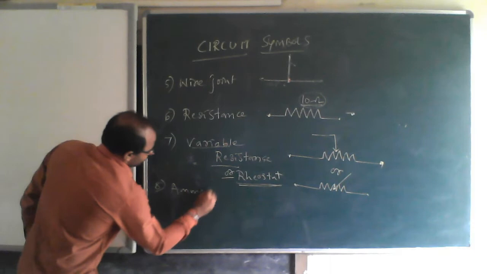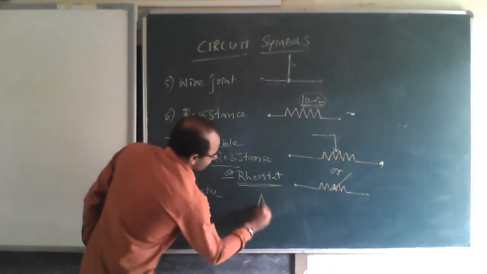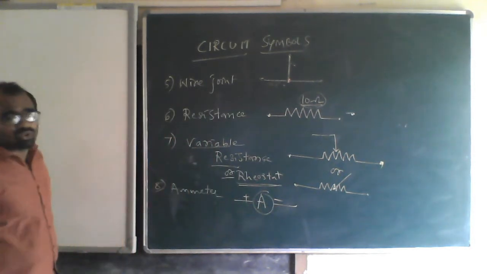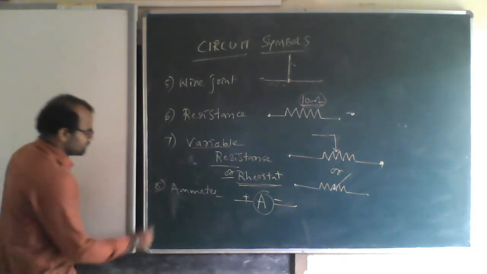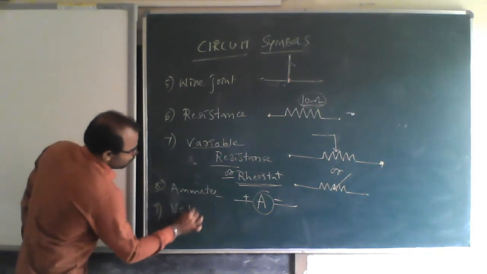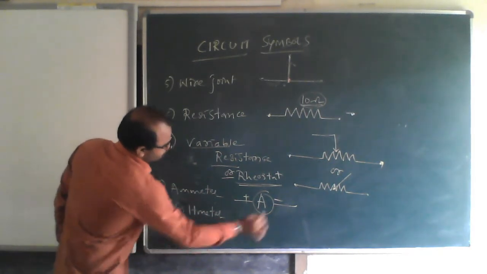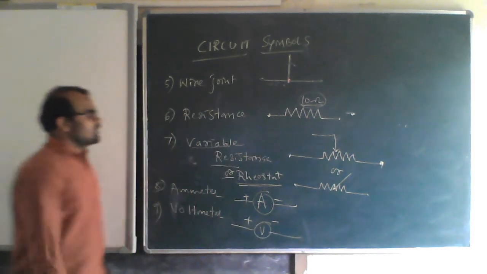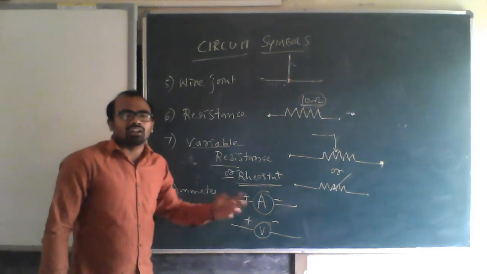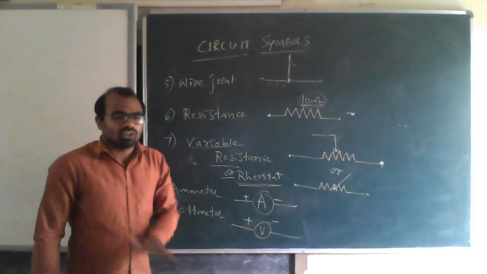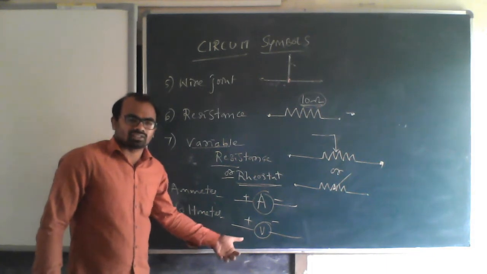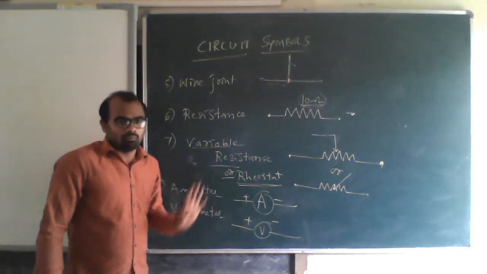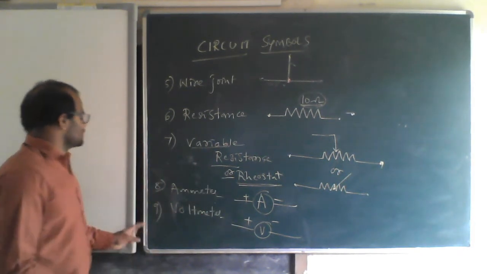Ammeter. Ammeter A, like this, it will be plus and minus. And ammeter is always connected in series with the circuit. Another one is voltmeter. How we represent voltmeter? Similar way, but V will come with plus minus like this. So voltmeter is always connected in parallel, across which we are measuring the voltage. Usually it is connected in parallel with resistor or bulb. Okay, this is up to this much.